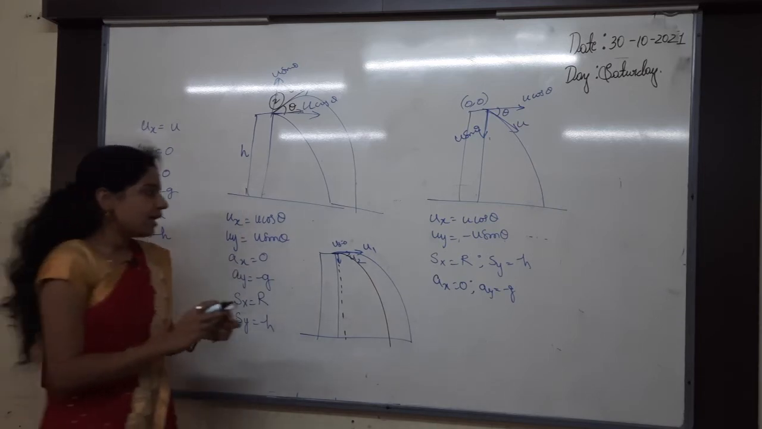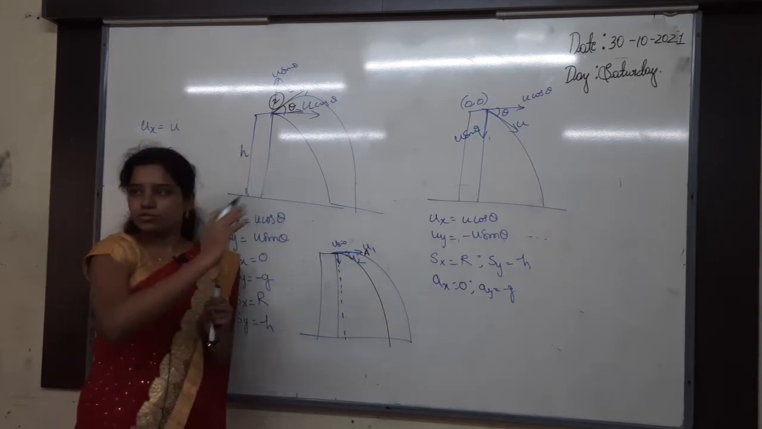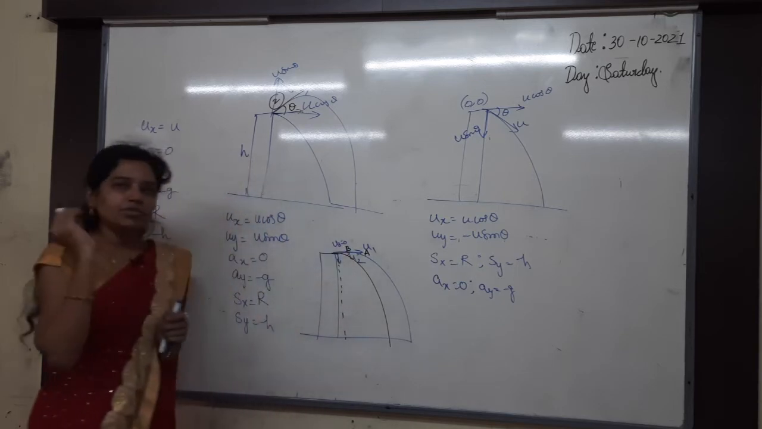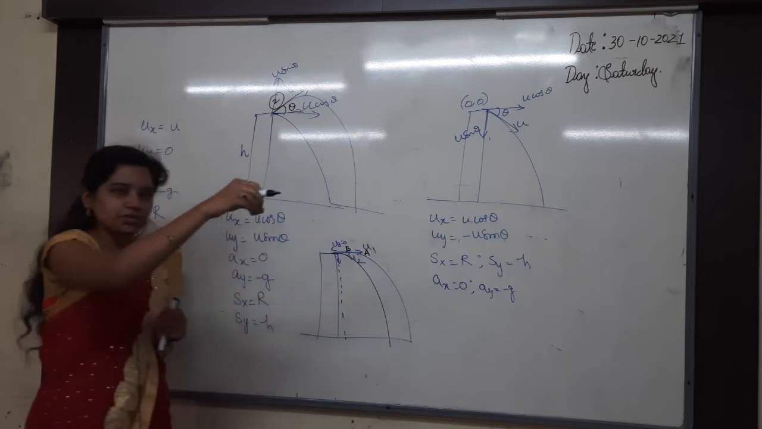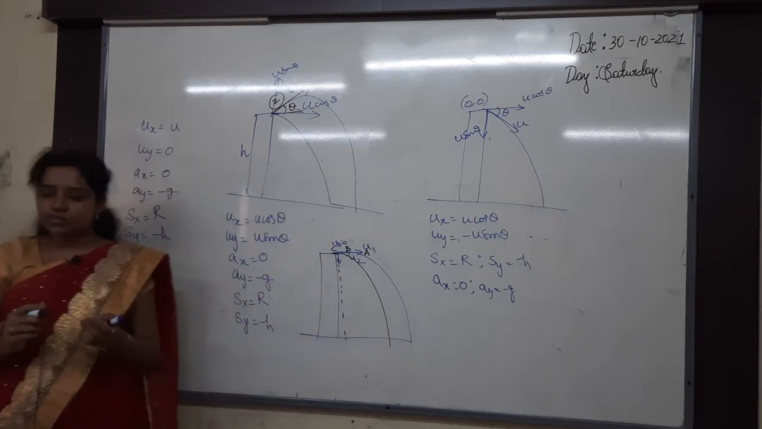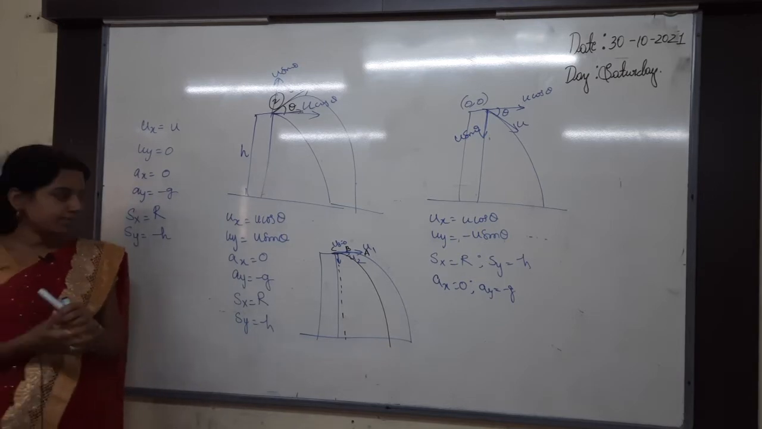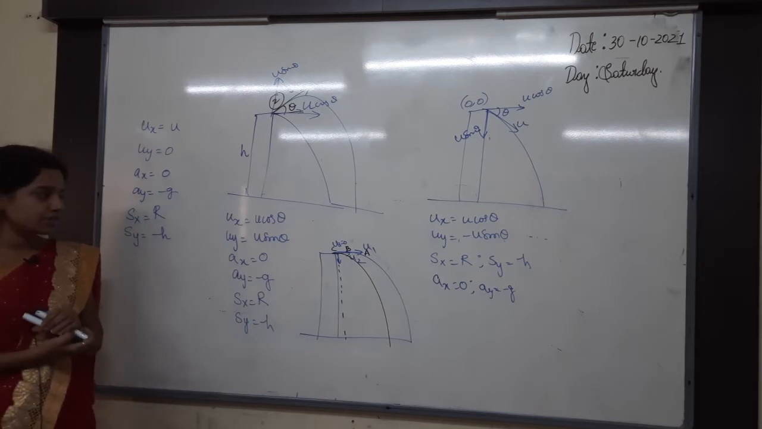What I have done? I have taken an object A and then I have thrown with some velocity. And I have taken another object B. I have thrown in the same direction. I have taken another object C and then dropping from the same height. So which will reach the ground first? I am asking that question. C will reach the ground first. Then anybody else? U1 will reach the ground first.